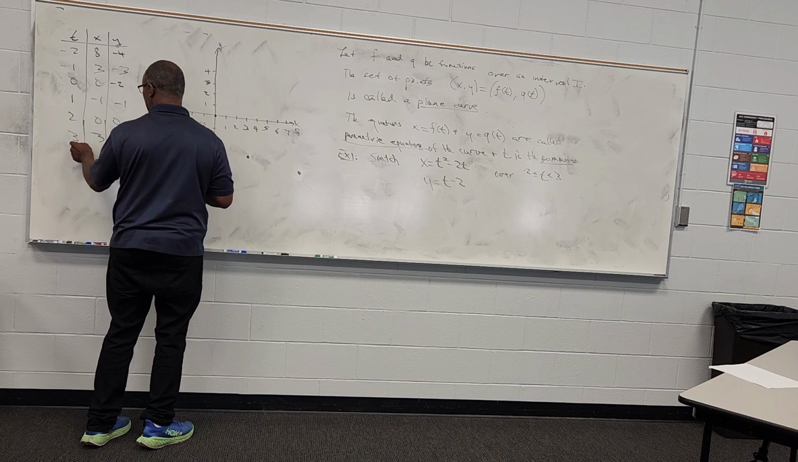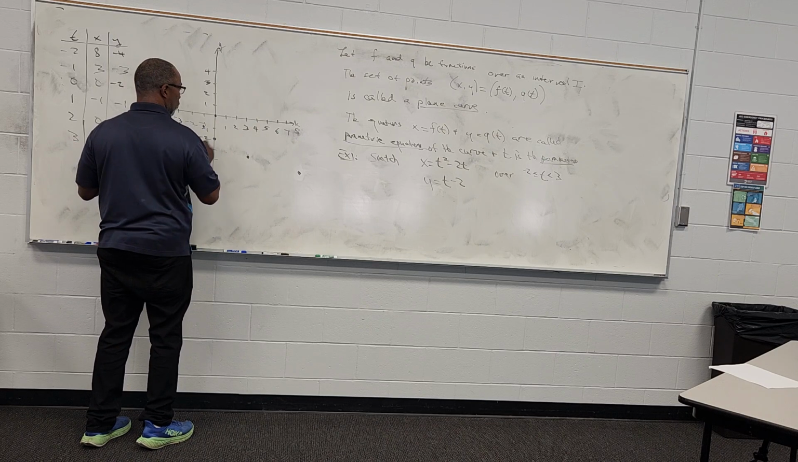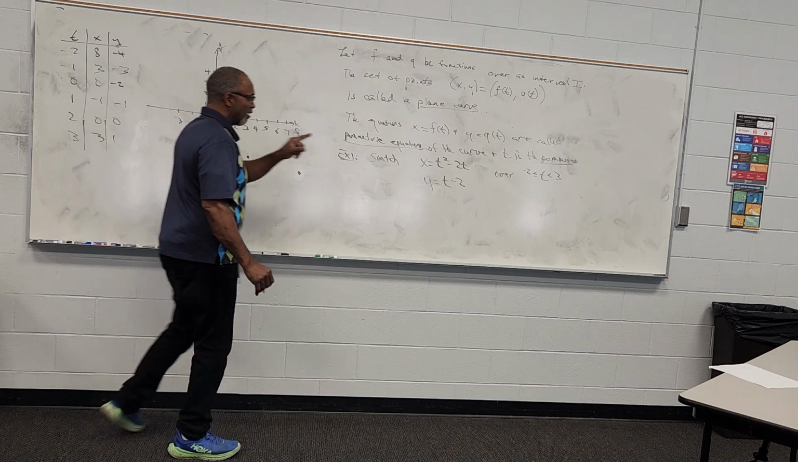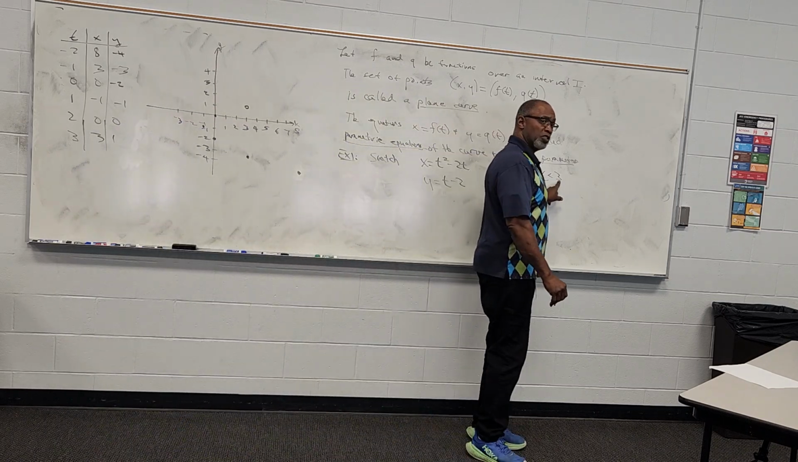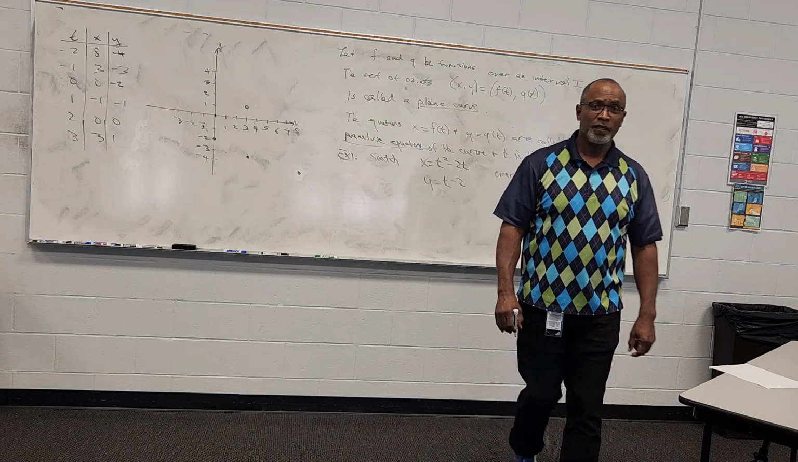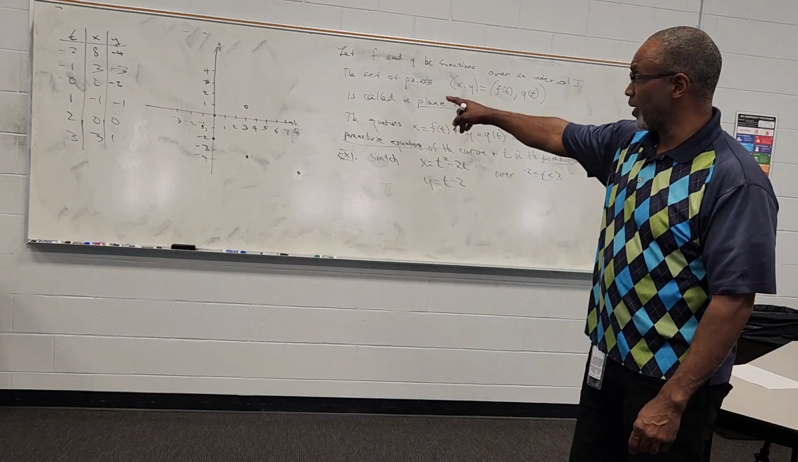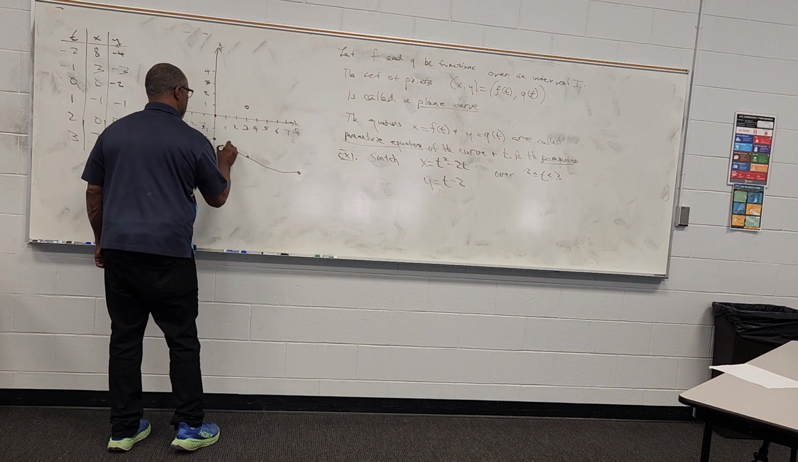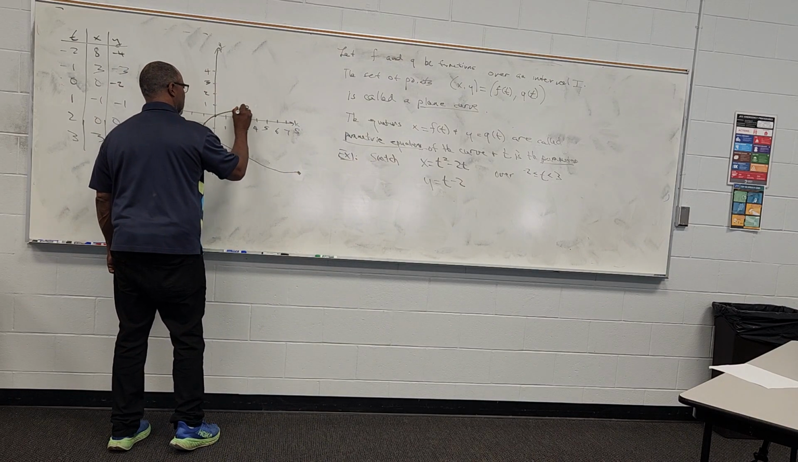Now remember, this was at t equals 3. 3, 1, I go over 3, up 1, but I put an open circle there. That's not a filled-in point because t was supposed to be strictly less than 3. Okay? So I can't put a solid point there. So we clearly see that the graph does this.